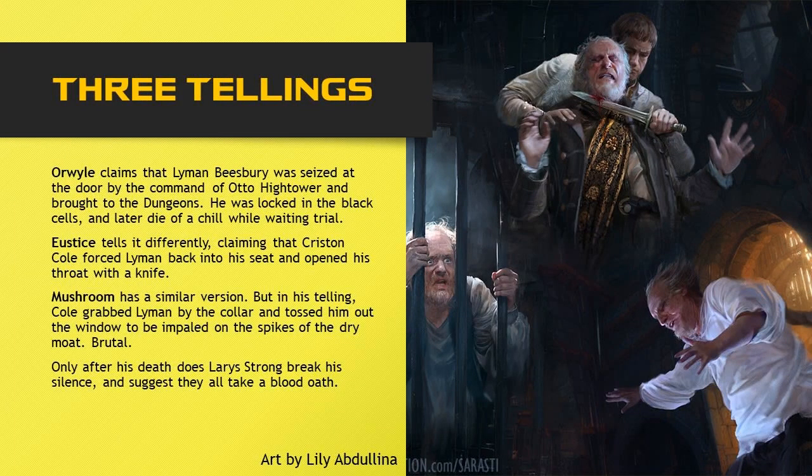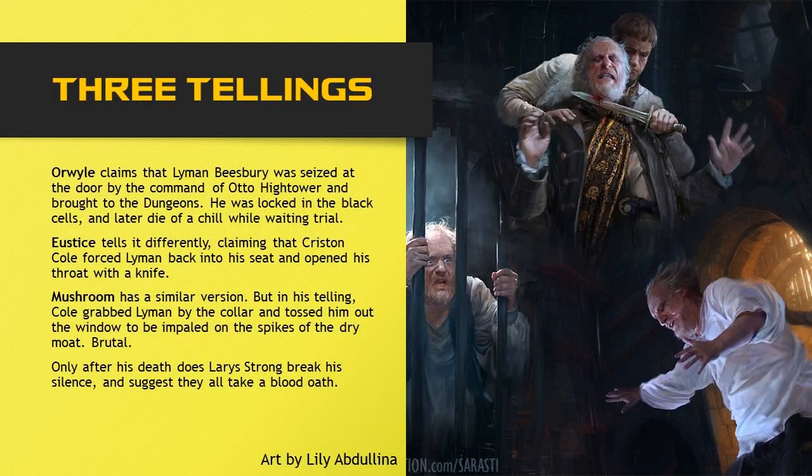Three different tellings. I love this art, by the way. It shows all three. It's great. Orwell claims that Lyman Beesbury was seized at the door by command of Otto Hightower and brought to the dungeons. He was locked in the black cells and later dies of a chill while awaiting trial. So that's Maester Orwell. The only person who was there claims he was just taken hostage. He got brought down to the cells, and then he later died because he was old and stuff.